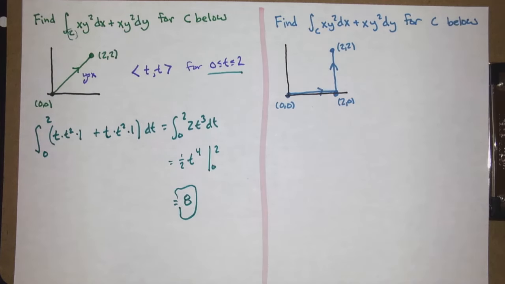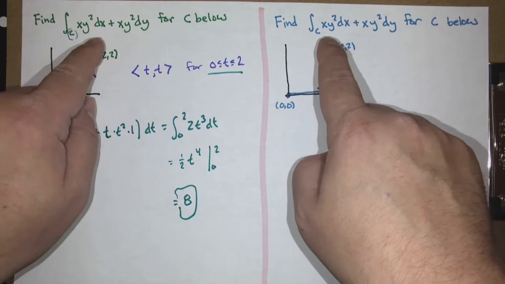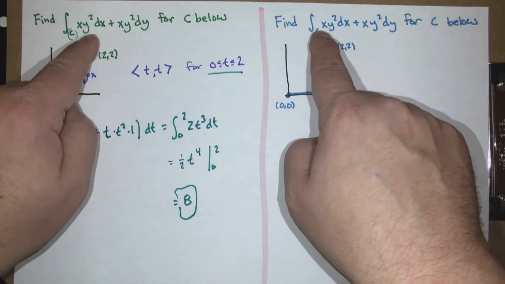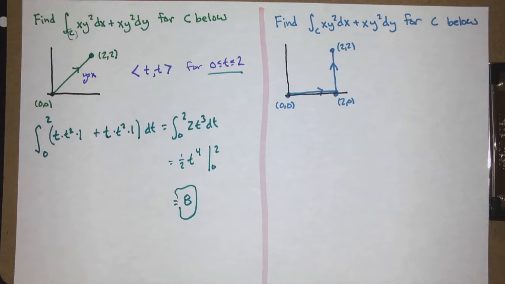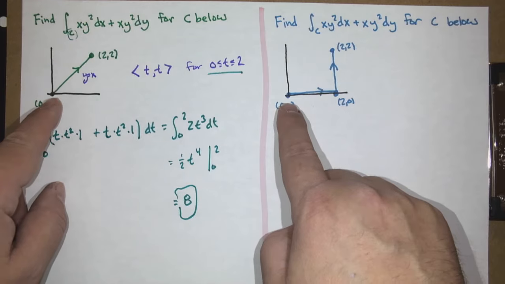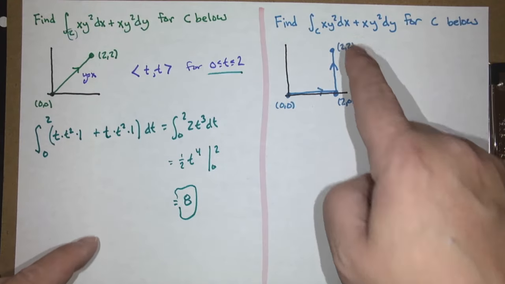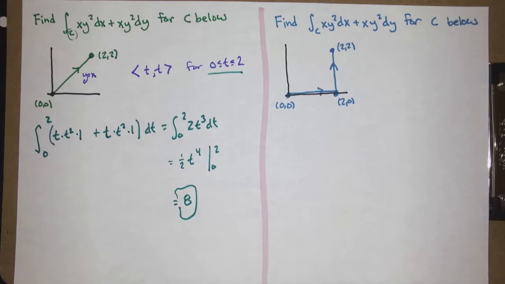Okay, now let's do it a second time. Notice we're integrating the same thing, xy squared dx plus xy squared dy. What has changed? The curve. And notice we still have the same start and stop, it's just how we get between the beginning and the end. Now, you might say, you're in trouble, Steve. That's not a straight line. There's a right turn in there, and that's not a circle. It's not a parameterization. What are you going to do?